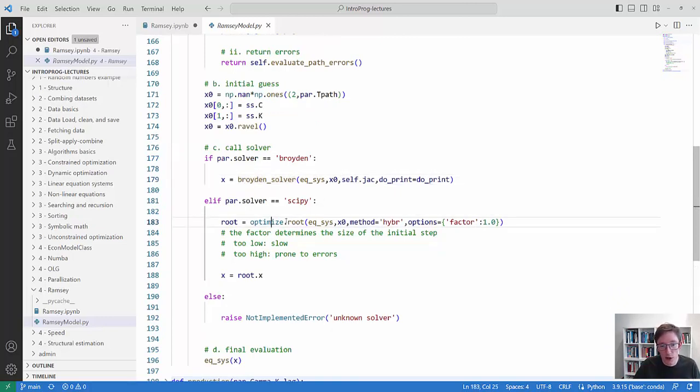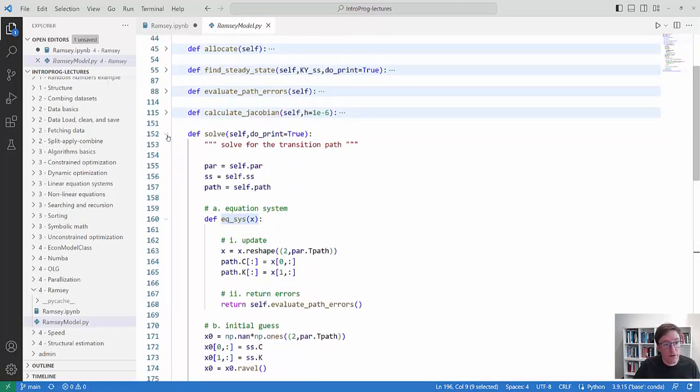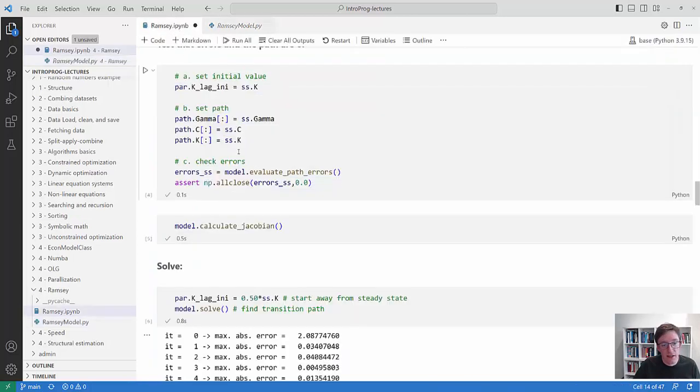I can also just do it with optimize root, where I use this method for solving it. You have to work a bit with what the factor here should be to get it to work. If it's too high, then it takes too large steps, and then it's not working. After I've solved, I just evaluate the equation system at finite time to ensure that things are working. Okay, so that's actually all of the code for solving this model.